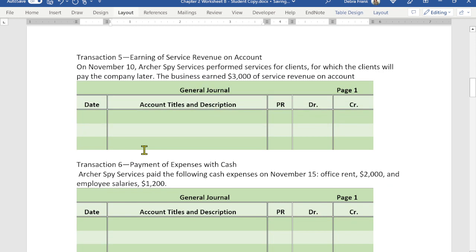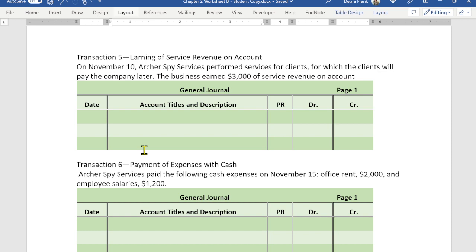All right, so next transaction we have is they perform services for clients for which the clients will pay later. The business earned $3,000 of revenue on account. So they were very nice. They helped you out here. They're telling you did not get cash yet. So the customer said, put it on my account, I'll pay you later.